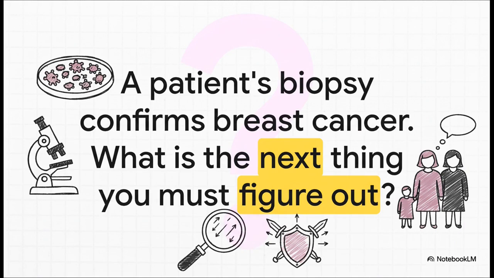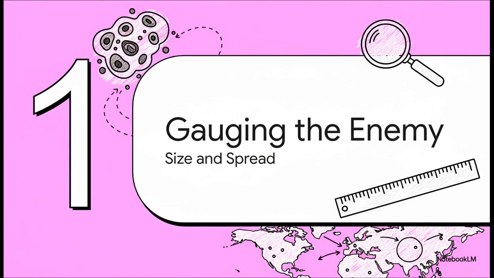So picture this. You have the biopsy report. It's confirmed invasive carcinoma. The patient, their family, they're all looking at you. They want answers. Now, before you can even think about treatment plans, what is the absolute first thing you need to figure out? It's all about understanding the enemy you're up against. And that's where our investigation begins. Section 1, gauging the enemy.